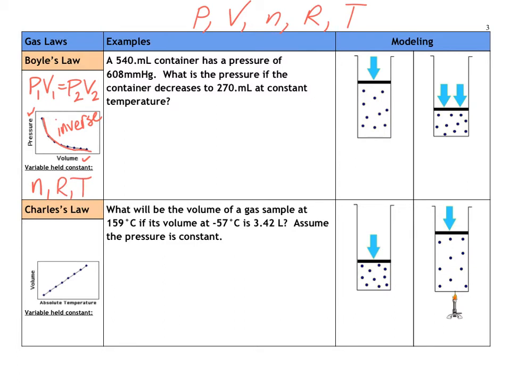Let's jump over to the modeling to help us to understand Boyle's law. If you look at the equation, the Boyle's law equation has P1 times V1. The 1 really means the before, and then the 2 is the aftermath after you change either pressure or volume. So in this image, here's our before and here's our after. In the before image, you'll notice a certain volume and a certain pressure.